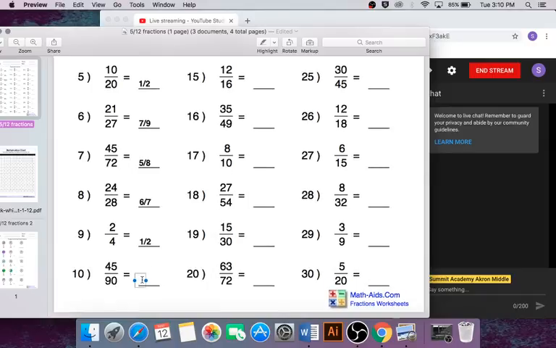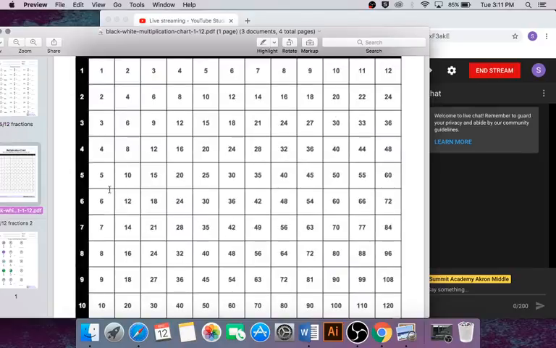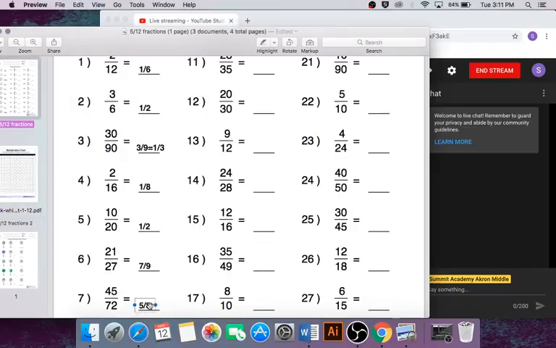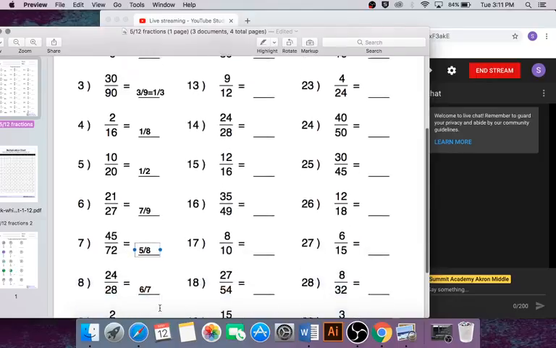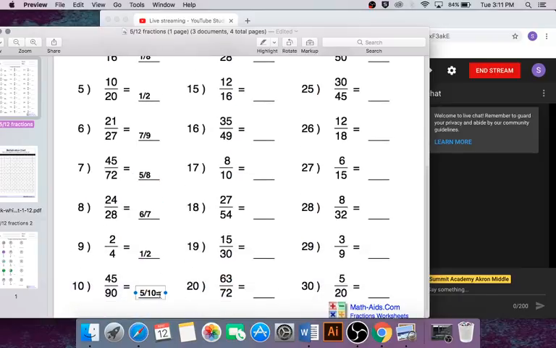So if we do 5 over 10, that's still not in simplest terms. So if we go back to our multiplication chart, 5 goes into both 5 and 10. 5 times 1 is 5, 5 times 2 is 10. So 45 over 90 can be simplified into 1/2. 45 times 1 is 45, and 45 times 2 is 90.